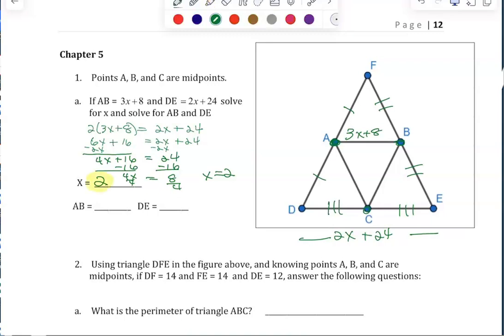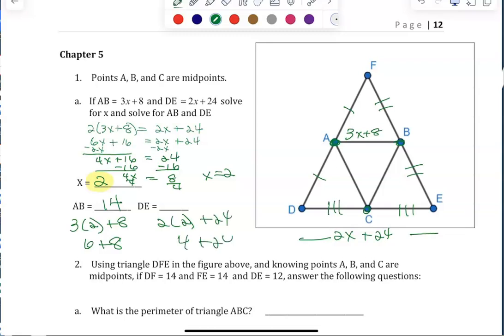Now let's plug it in. If AB was 3x plus 8, plugging in the 2 where the x was, I get 6 plus 8 is 14. Now, DE should be 28, but let's make sure that that's true. So if DE was 2 times x plus 24, that's 4 plus 24, and bingo, it's 28. All right, so that all worked. So those are our answers there.